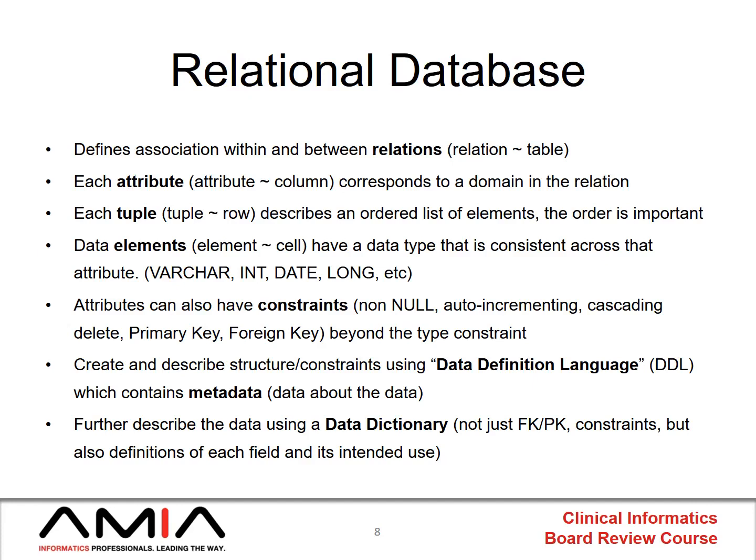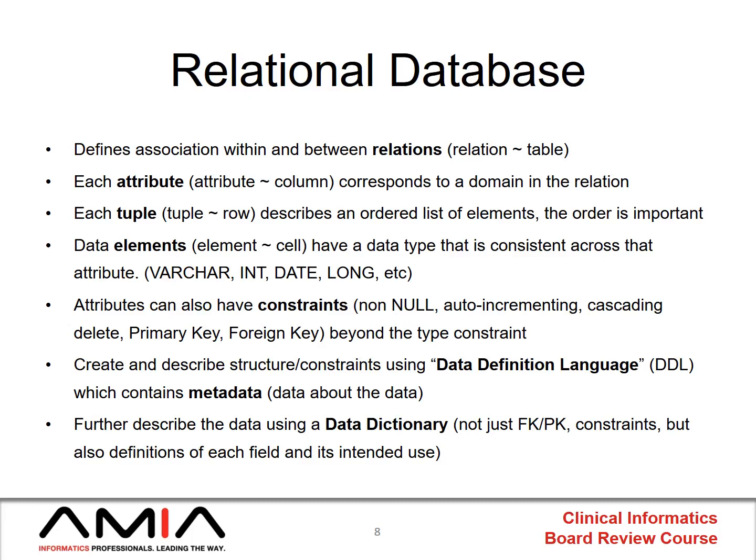And the key thing here is that a tuple is an ordered list of elements. In other words, the order is important. You can't just mix up the sequence of the elements, because then you'll have the wrong attributes in the wrong cells. The tuple is comprised of various elements, one for each attribute. And again, we think of elements as being the cells. So there are 4 terms here that you should know: relations, attributes, tuples, and elements, which are the same thing as tables, columns, rows, and cells.